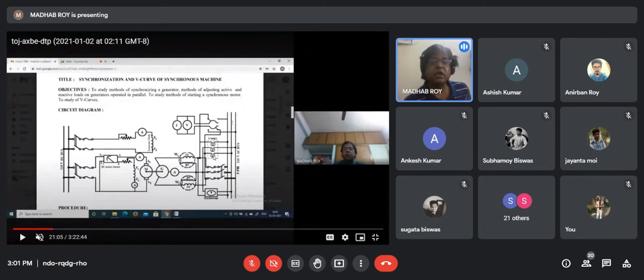Now, if this frequency and voltage are matching, so they are exactly equal. But if the phase sequence is not equal, one condition may be that both have the same phase sequence. Another condition may be that they have the opposite phase sequence. Now first we consider that there is the same phase sequence. However, voltage and frequency both are the same, and if we connect the lamp for the same phase, suppose A phase and A phase, then what will be the condition of this lamp? Whether it will glow or it will be dark.